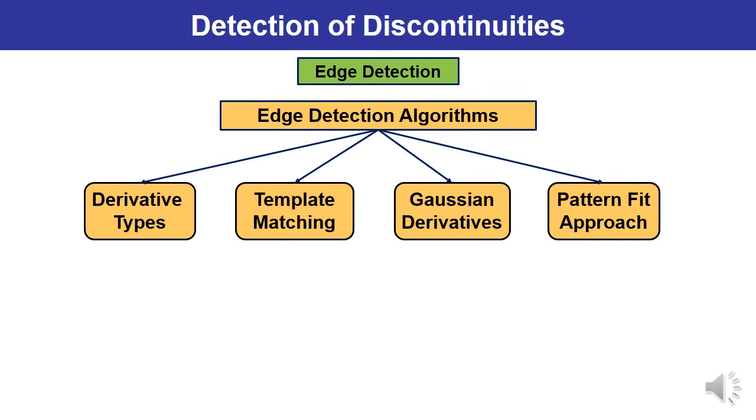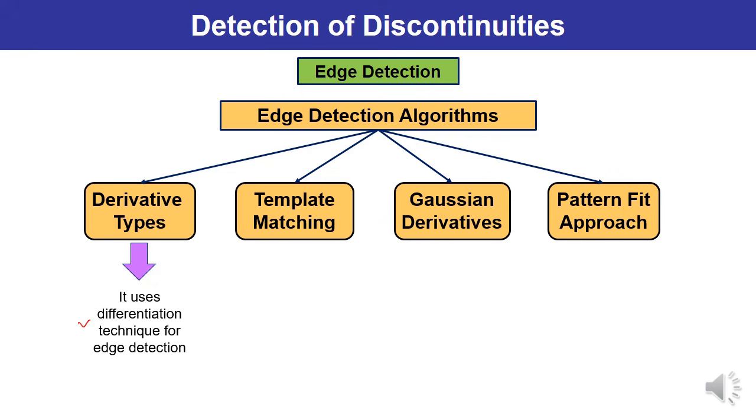What do you mean by derivative? Derivative is whenever you are taking the difference between the adjacent pixels. So derivative filters use differential techniques for edge detection. This is about the derivative type.